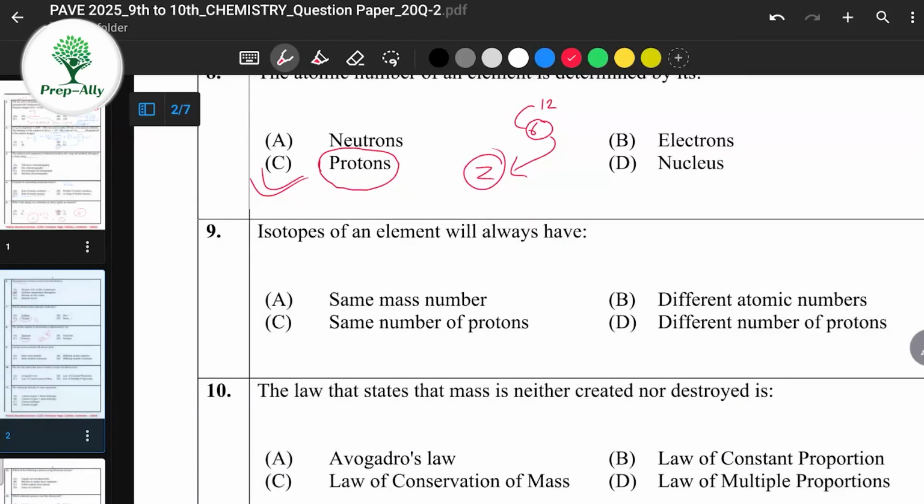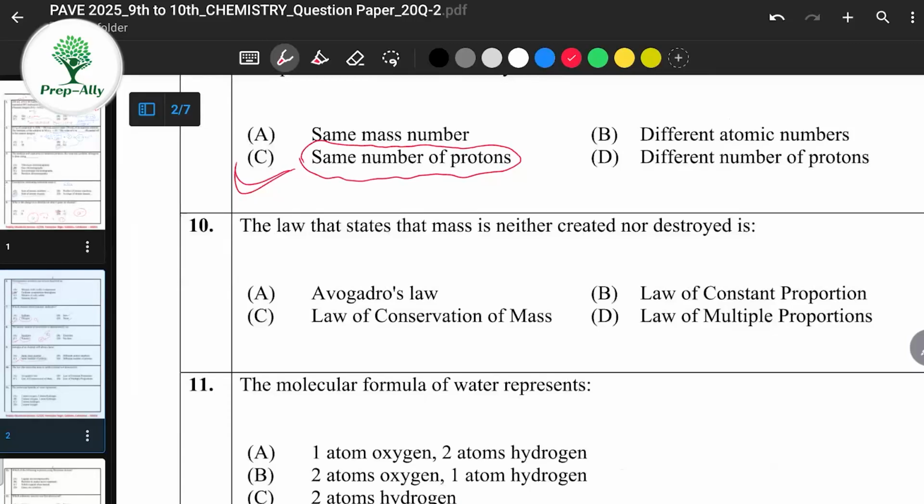Question number 9. Isotopes of all elements will always have. So isotopes of all the elements will have the same number of protons, or we can say the same atomic number. Correct option is C. Now question number 10. The law that states that mass is neither created nor destroyed is called the law of conservation of mass. We cannot create mass, we cannot destroy mass, but yes, it can change its form, solid to gas, gas to liquid. The correct option is C.